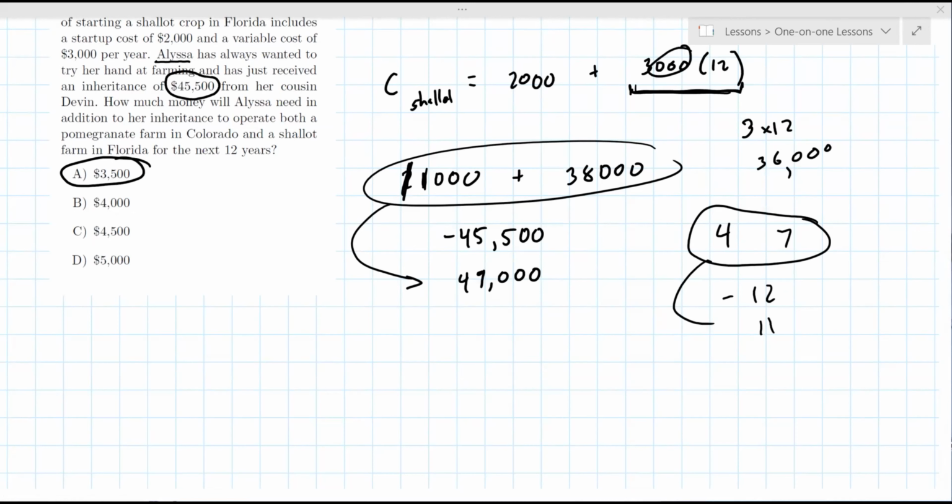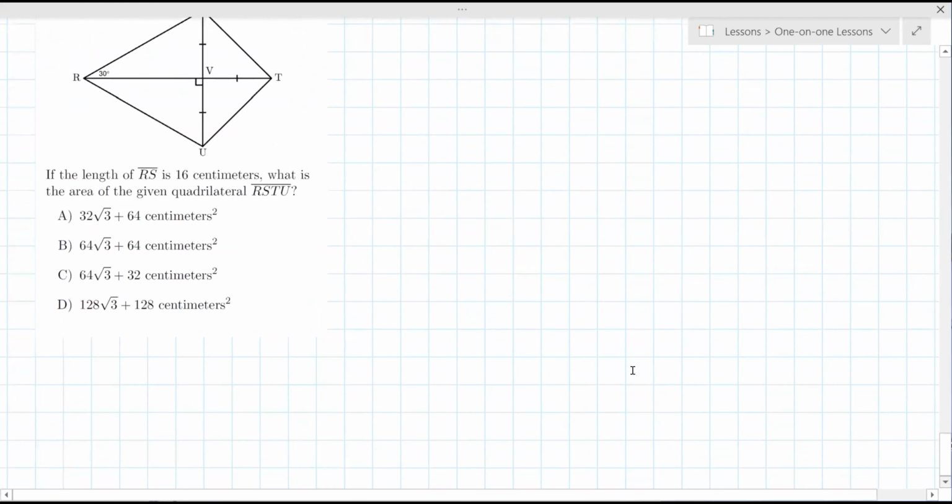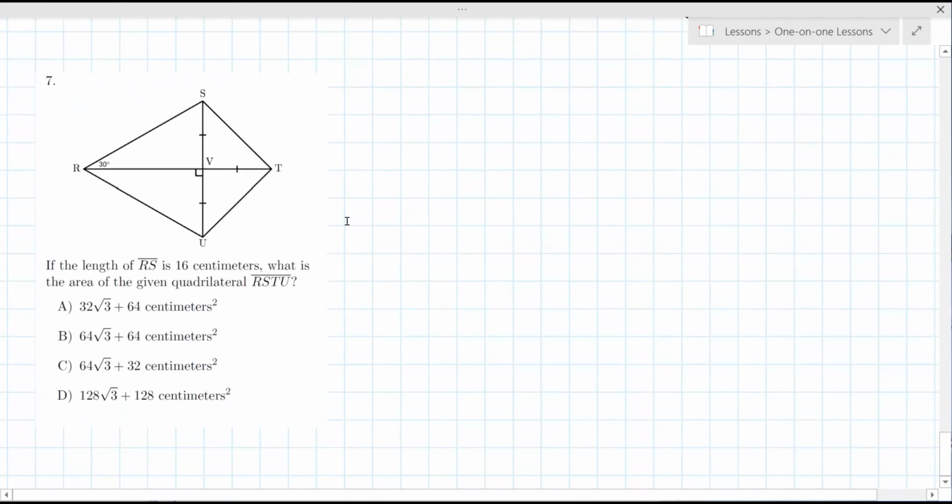All right, so back to the test here. I don't think we've done anything with 30, 60, 90 triangles yet. They are emphasized pretty heavily in everything I've seen over the years. So this is not a 30, 60, 90 triangle, but it's a quadrilateral that happens to be a kite. If the length of RS is 16, they want to know what is the area of the given quadrilateral.